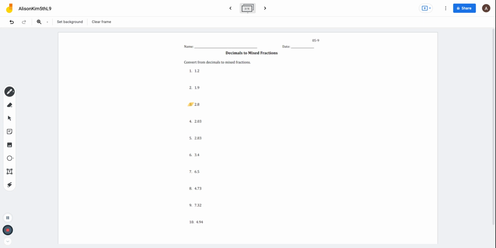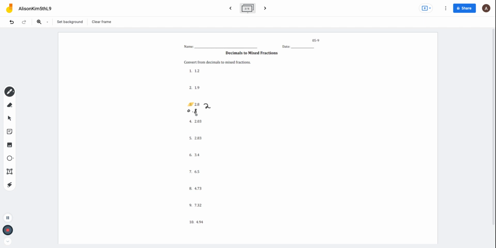The easiest part to remember about decimals to fractions is that if there is a number in front of the decimal, then that is automatically a whole number. So in the case of number 3, 2 is in front of the decimal, right? So 2 is going to be your whole number. Now we just need to worry about 0.8.